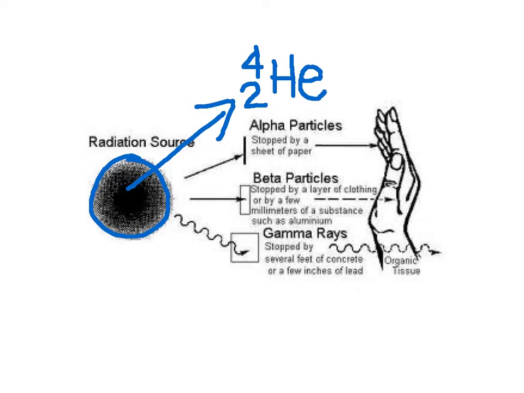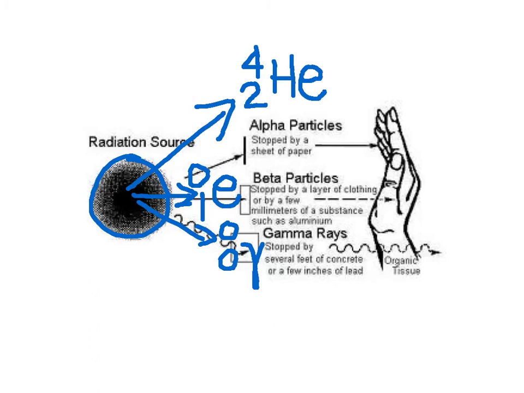The next is a beta particle. Beta can be represented by a 0 mass, -1 charge, and it's an electron. I'm going to explain beta particles in 1 second, and the last one has no mass, no charge, and it is called a gamma ray. If I was to shoot an alpha at you, it's a helium atom. A piece of paper could stop a helium atom.